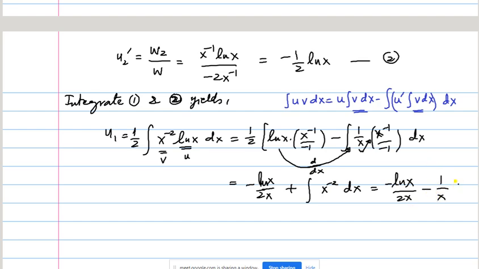So I do not add a c here. Okay, don't add c. You know that when we integrate, we add c, but we will add c in the solution. That's why we do not add c here. Okay, so don't add c here.